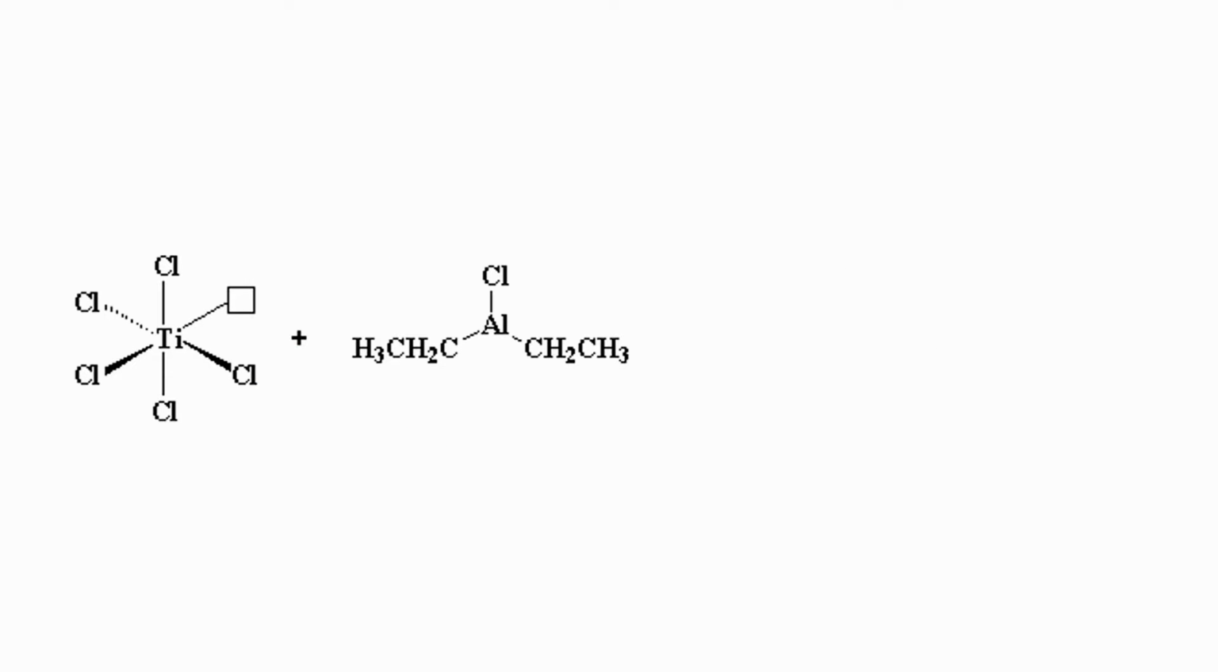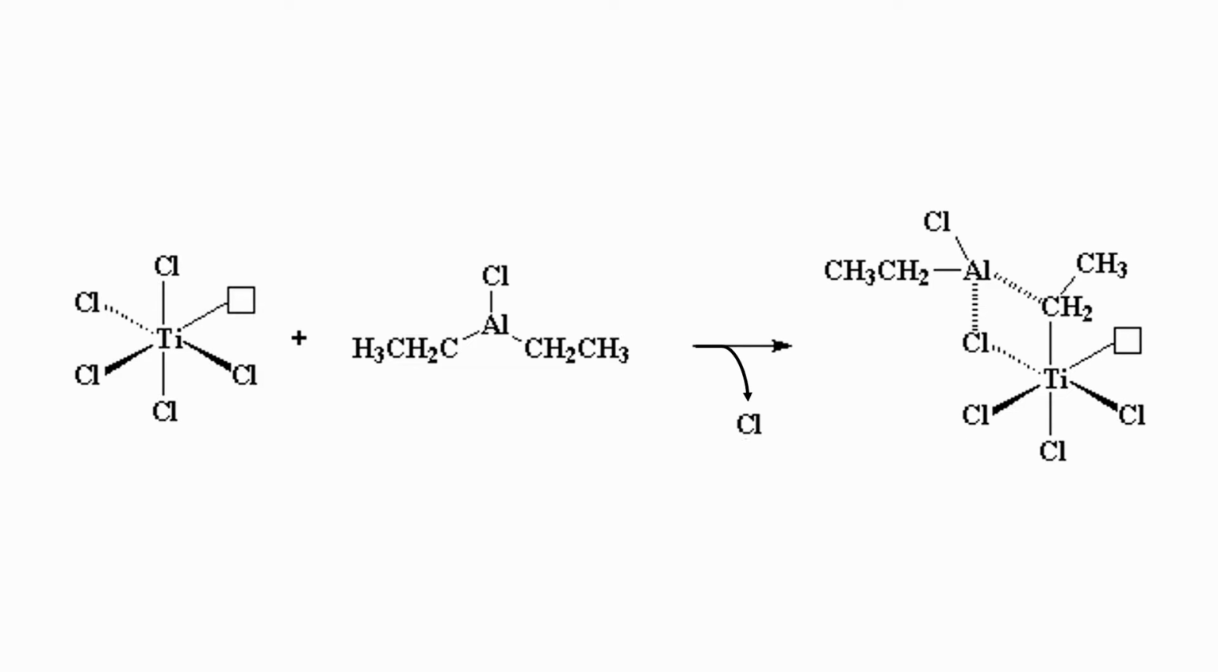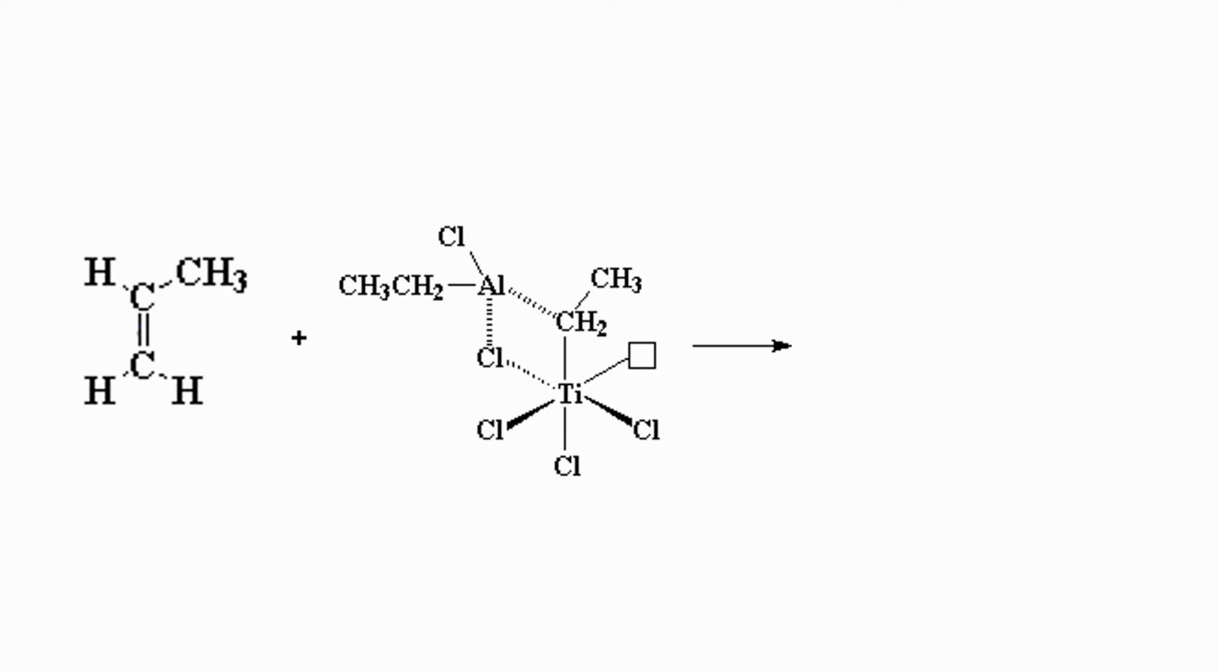The aluminum-based catalysts have 2 ethyl groups and 1 chlorine atom, which act as ligands of the aluminum atom. As one ethyl group binds to the titanium atom, the chlorine ligand is removed. This allows the titanium to continue having one empty orbital for another ligand to bind to. An approaching propene binds to the titanium atom via the C-C double bond.